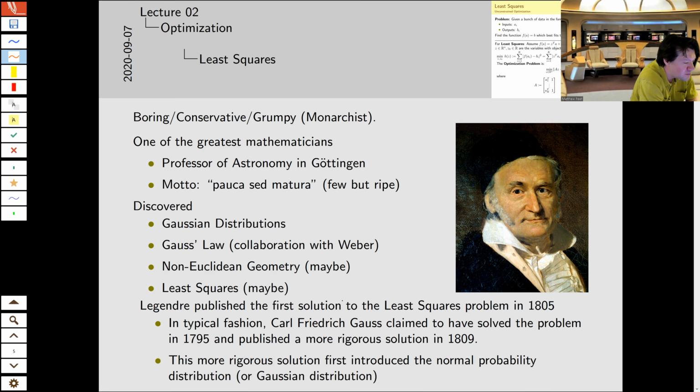And what's really interesting about Gauss is he had this lovely saying. There are also stories about Gauss, but he had a motto, right? Pauca sed matura, I think, which is in Latin, which means few, but ripe. So his motto was "Don't publish a lot." Which is very much in contrast to the way people are today, where obviously you're not a good researcher if you don't publish hundreds of papers, right?